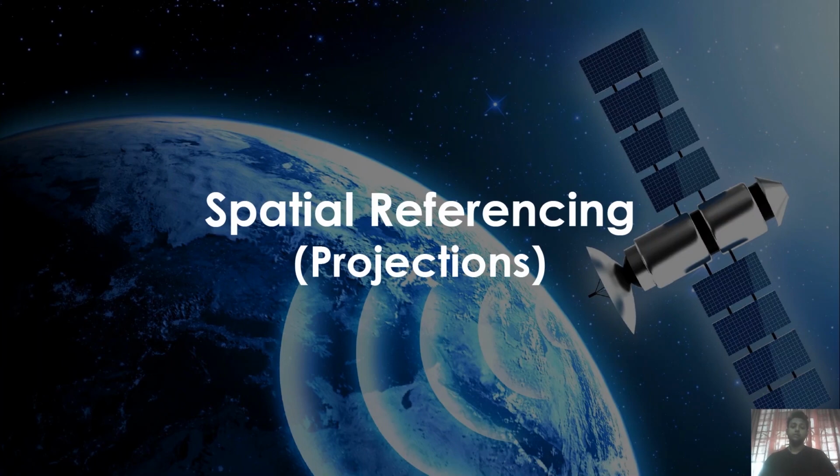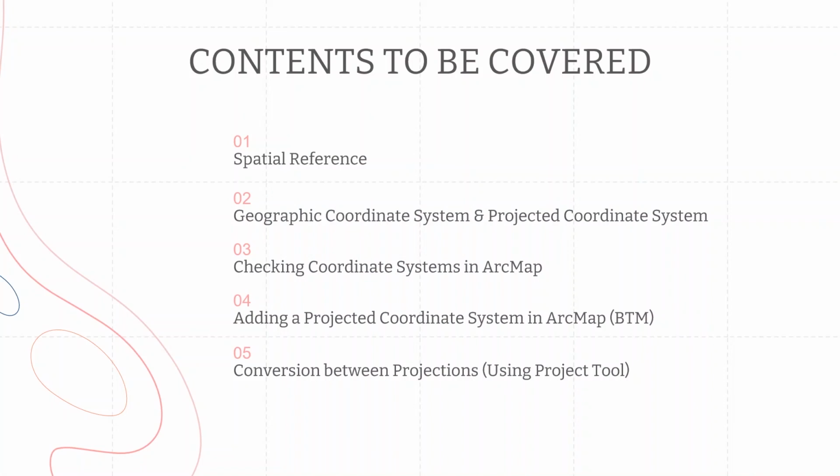Today, we'll learn about the spatial referencing tools in ArcGIS, basically about the projection systems. Let's look at the contents that we will cover today. First, we'll learn about spatial reference, then we will learn about the geographic coordinate system and projected coordinate system. Then we will check the coordinate systems in ArcMap. After that, we will add a projected coordinate system in ArcMap. And finally, we will learn the conversion between projections using the project tool.